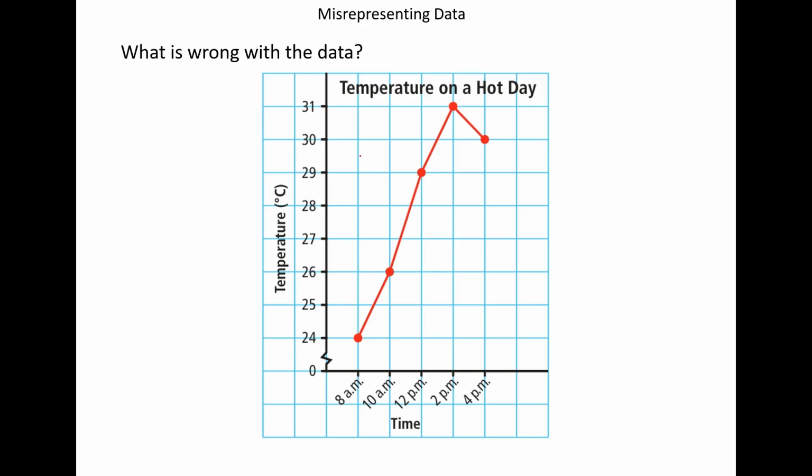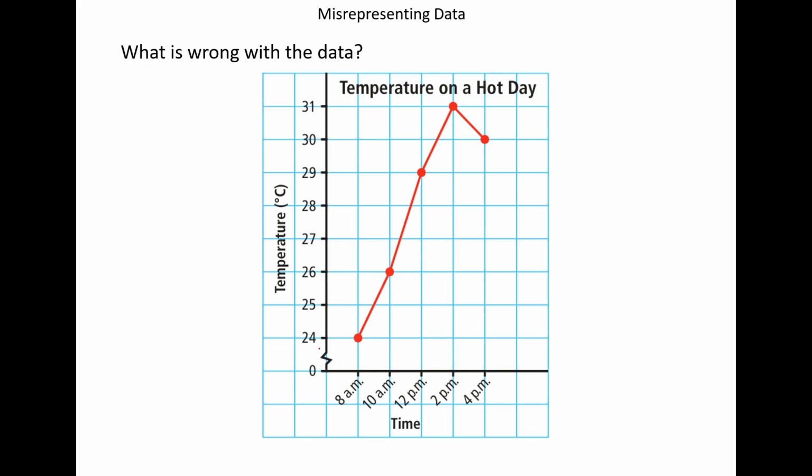This is a line graph. This is the temperature on a hot day. Here's the temperature from 0 degrees to 31 degrees Celsius. And this is the time of day in which the temperature occurs. At 8 a.m., the temperature is 24 degrees. At 10 a.m., it is 26 degrees. At 12 p.m., it is 29 degrees. By 2 p.m., it's 31 degrees. And then by 4 p.m., it's cooling down. It's now 30 degrees, right?